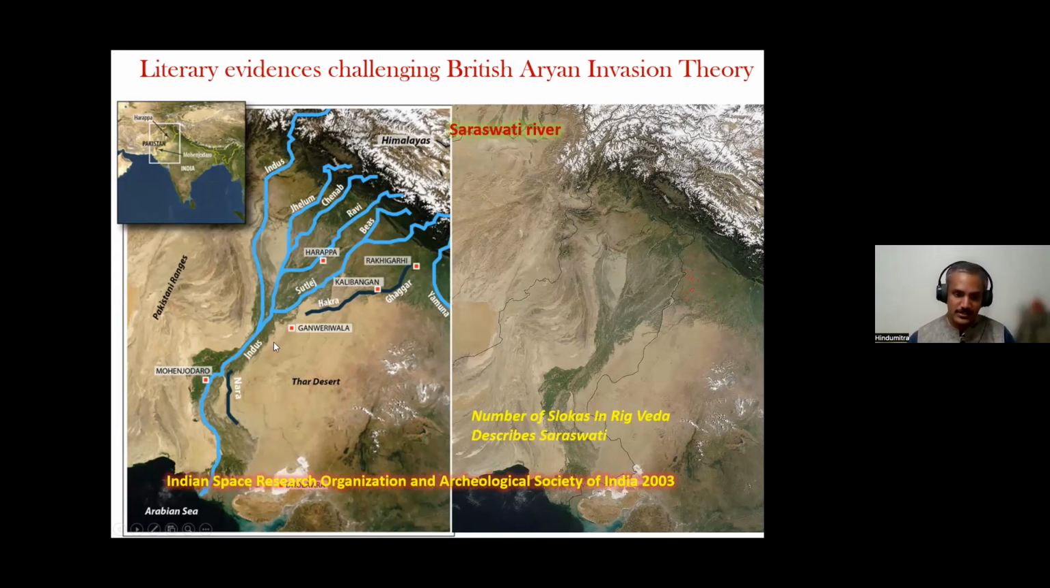And the present area of this Thar Desert and the Kutch region was once flowed by the Saraswati River. And this historical memory comes from our various slokas in Rig Veda, which describes Saraswati. And in 2003, when ISRO and the Archaeological Survey of India did combined studies, they found these ancient cities around this Haryana region, Punjab and Haryana region.